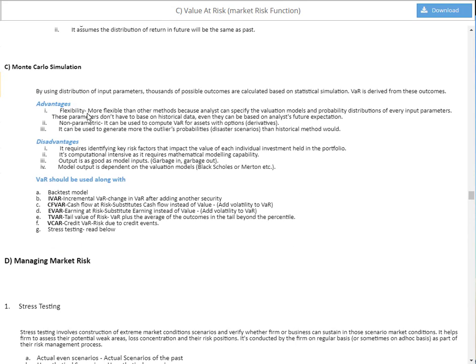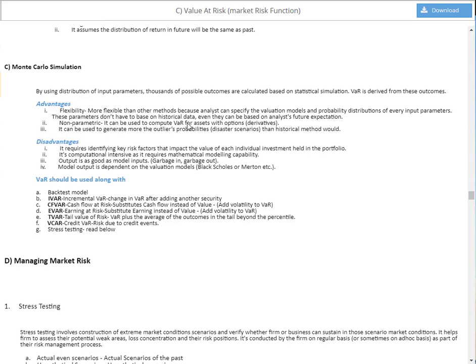Advantage is flexibility, more flexible than other methods because analysts can specify valuation models and probability distributions of every input parameter. These parameters don't have to be based on historical data as they can be the analyst's future expectation. What we saw in the last two methods was historical data, but with this Monte Carlo simulation, an analyst can have their own expectation about the future and use it in this simulation.